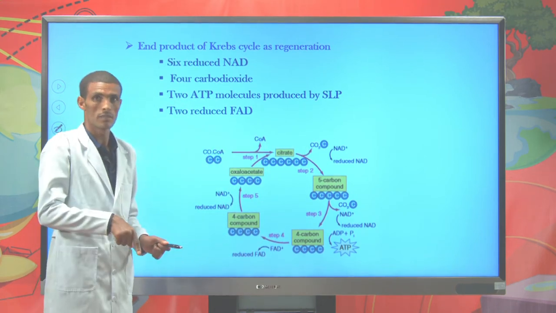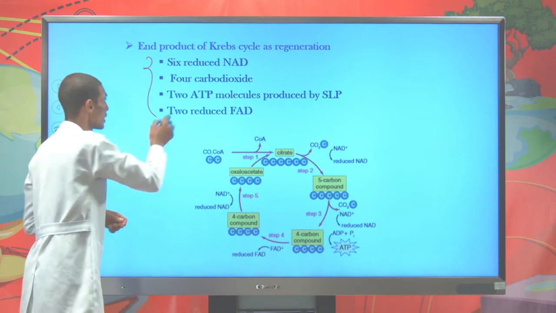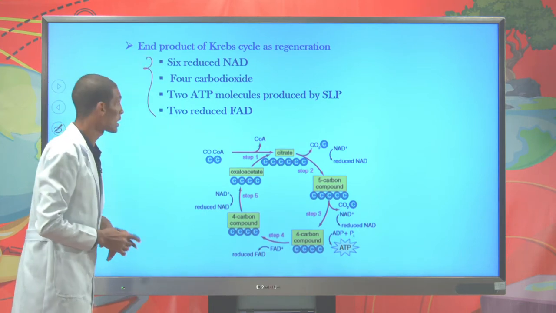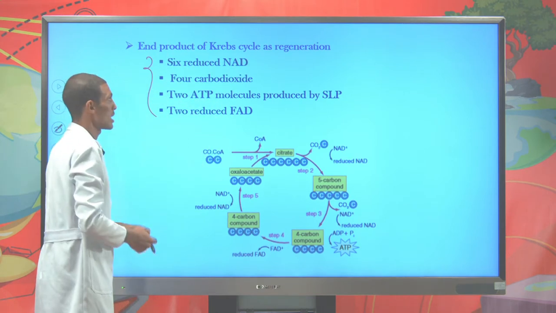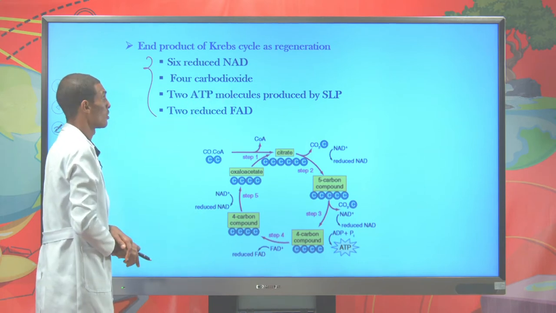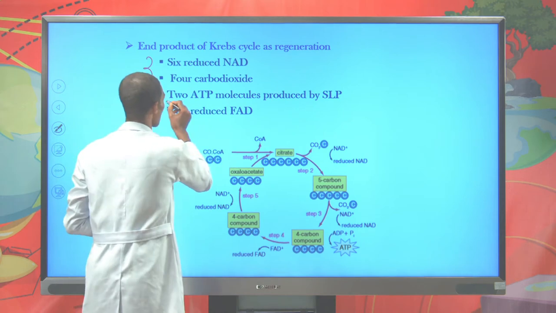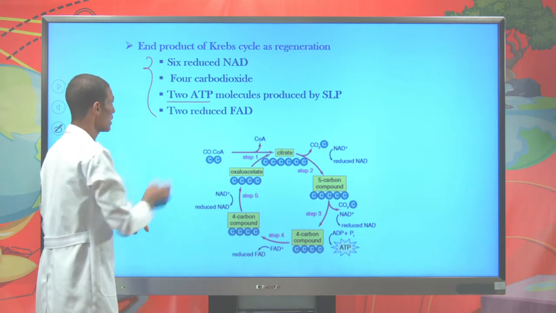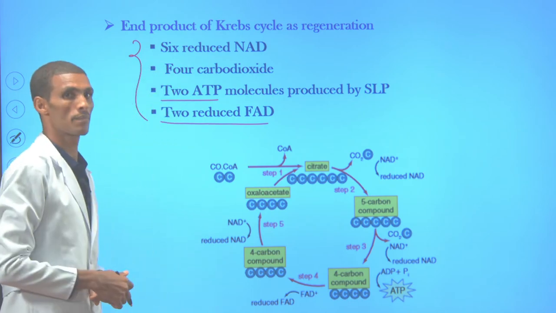Within two cycles, there is a production of these products in the Krebs cycle. So generally, in the Krebs cycle, we end up with six reduced NAD, the decarboxylation of four carbon dioxide, and the production of two net ATP, and again the generation of two reduced FAD.